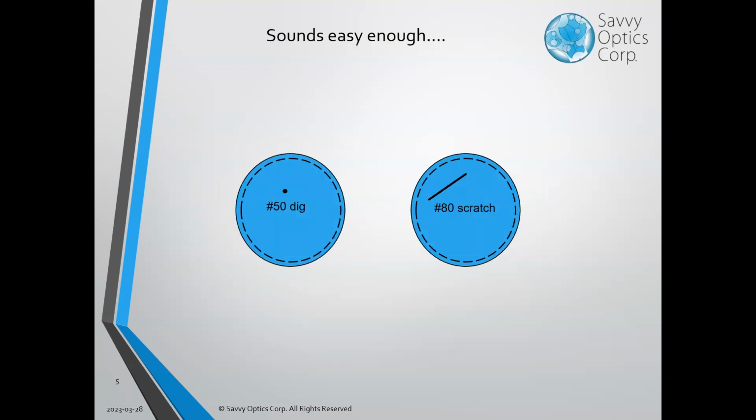So it sounds easy, right? I look at a dig and judge its grade and say, okay, that's a number 50. I look at a scratch, judge its grade. I say, okay, that's a number 80. I measure its length. But it's not really that simple. When you actually look at real scratches and real digs, there's a lot of judgment that has to go into it.